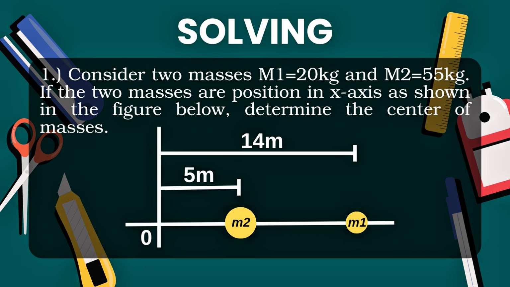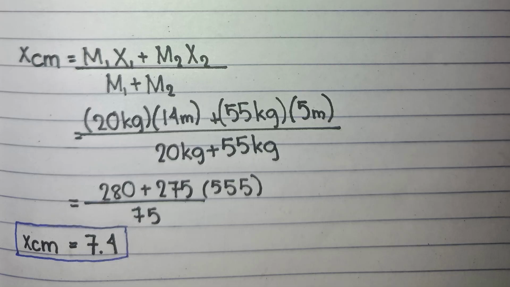Now, let's solve it. xcm is equal to m sub 1 times x sub 1 plus m sub 2 times x sub 2 over m sub 1 plus m sub 2. Let's evaluate it based on the given numbers. It should now be 20 times 14 plus 55 times 5 over 20 plus 55. Let's now solve it. 20 times 14 is equal to 280, while 55 times 5 is equal to 275.